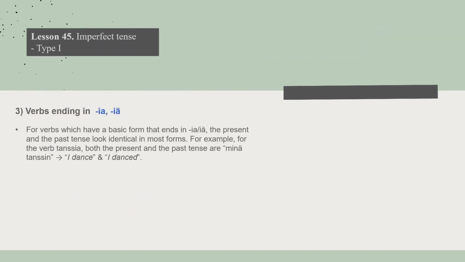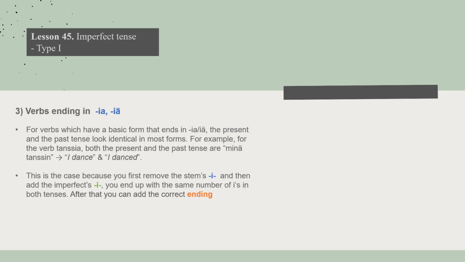For verbs which have a basic form that ends in ia or iä, the present and the past tense look identical in most forms. For example, for the verb tanssia, both the present and the past tense are minä tanssin, which means I dance and I danced.